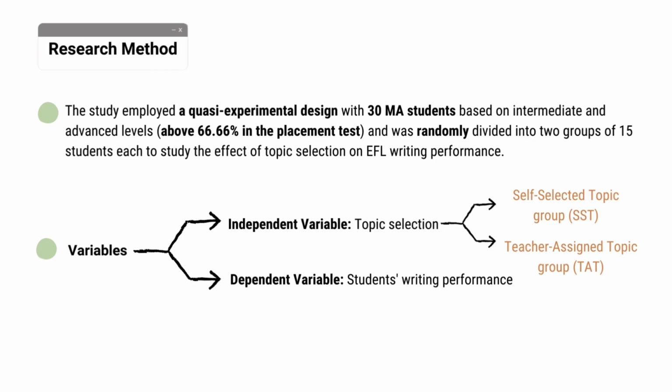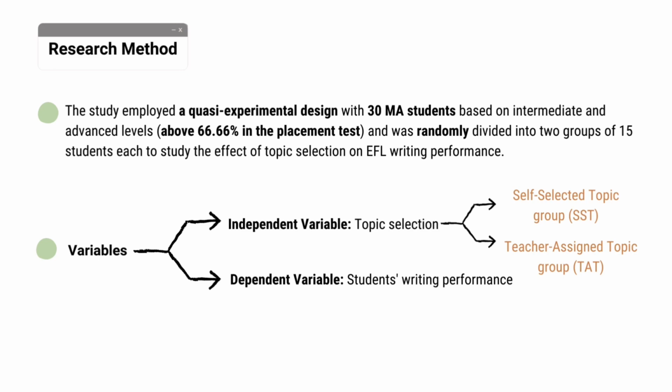Bunyadi conducted a quasi-experimental design, randomly dividing participants into two groups, which minimized bias and confounding variables, enhancing the credibility of the results. The self-selected topic group and the teacher-assigned topic group are the independent variables, and students' writing performance is the dependent variable. That's great. But other potentially influential factors, such as students' earlier writing skills and classroom activities, were not explicitly considered.